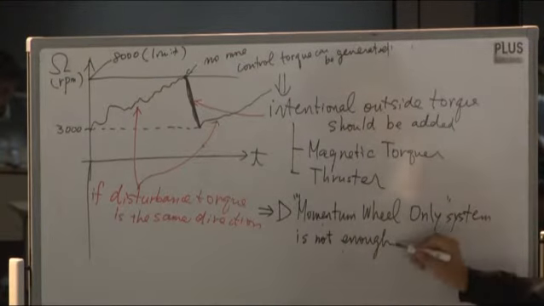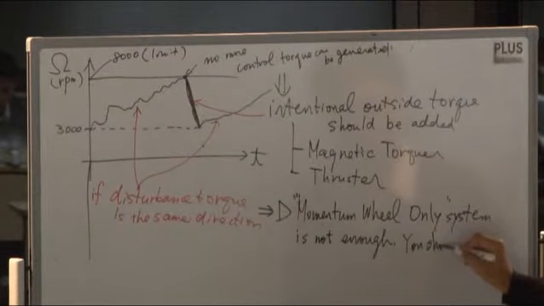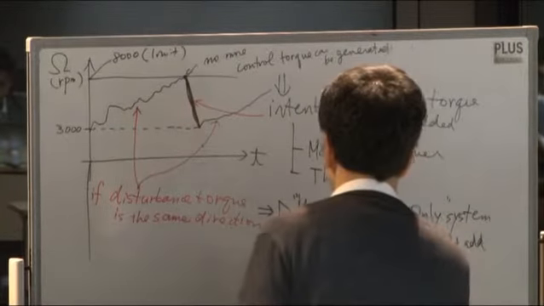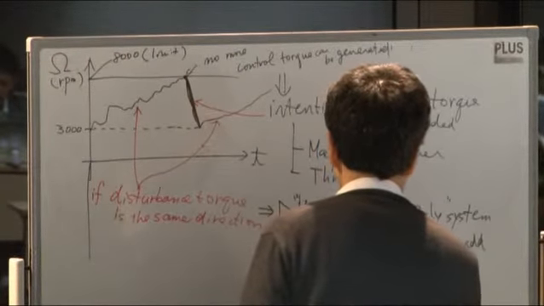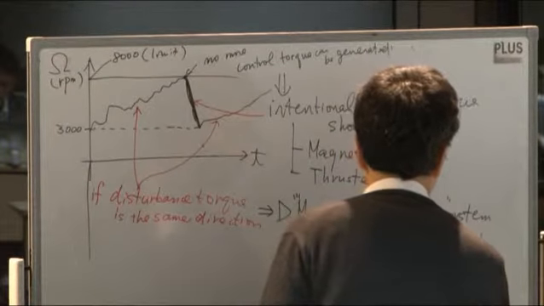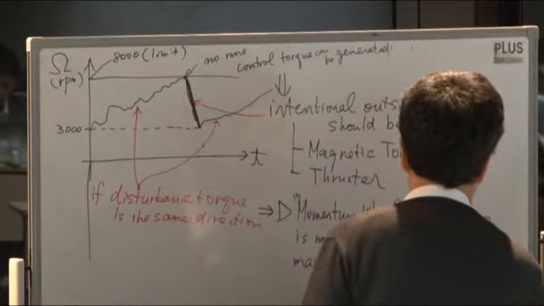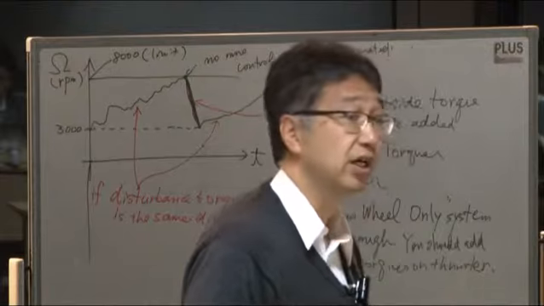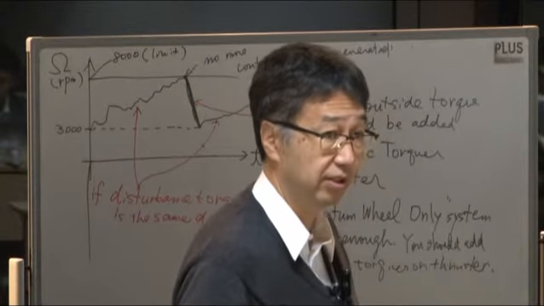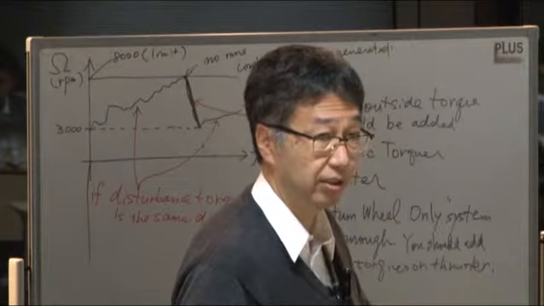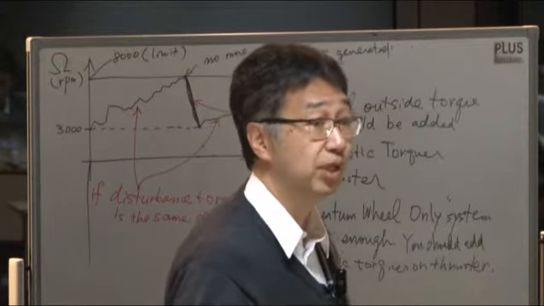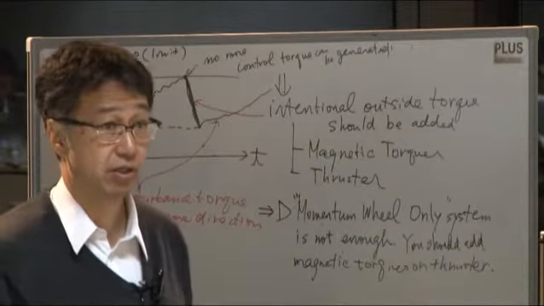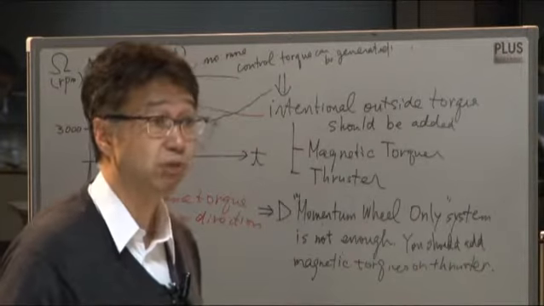You should add magnetic torque or thruster. Then the system is complete. Then the system is perfect. So this is very important. Only a momentum wheel is not enough. You should add magnetic torque or thrusters in order to deal with this saturation problem.